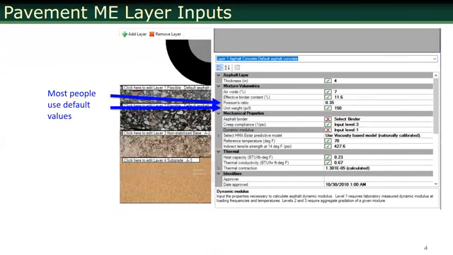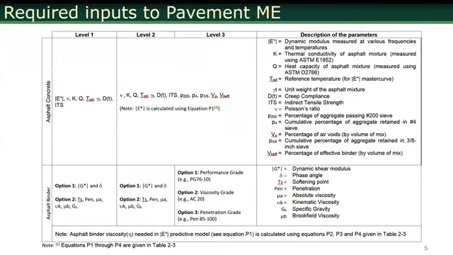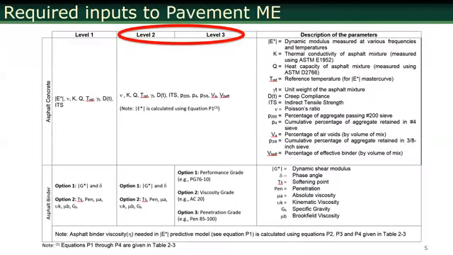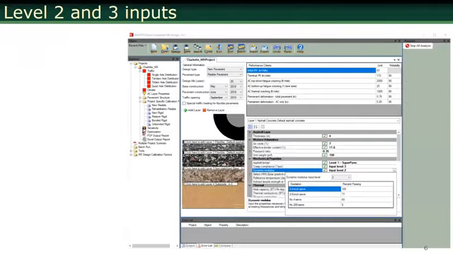Now, Poisson's ratio and unit weight, most people use default values for these. The results are not too much affected by these two. Now, let's go back to all these inputs and see what else we have. Level 2 and level 3. Now, at level 2 and level 3, you can see E-star is an input, but it is not a real input. It is calculated using a predictive equation.